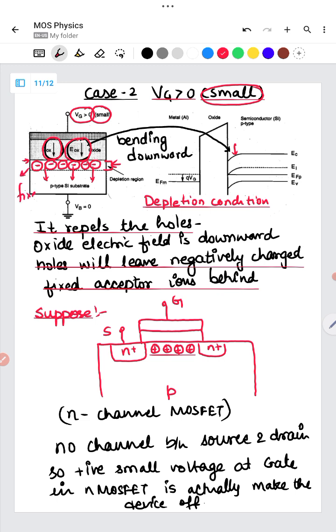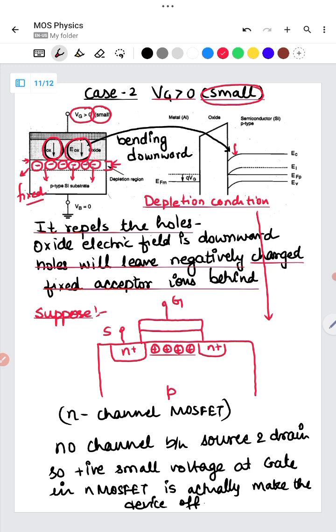These are fixed, they don't contribute to the current. So basically, since you don't have any charge carrier, this condition is known as a depletion condition. So if you map this depletion condition onto the MOSFET, what is the kind of situation we have?